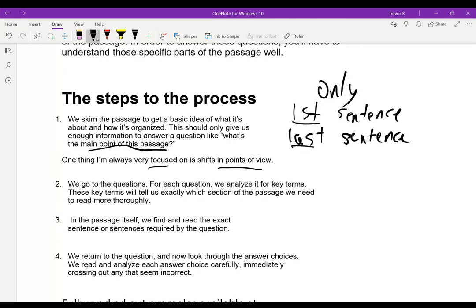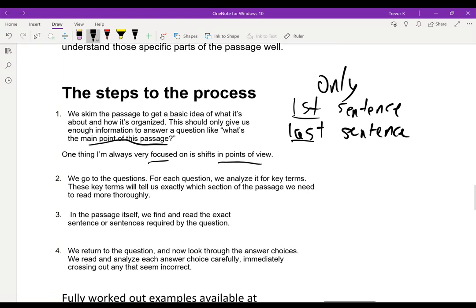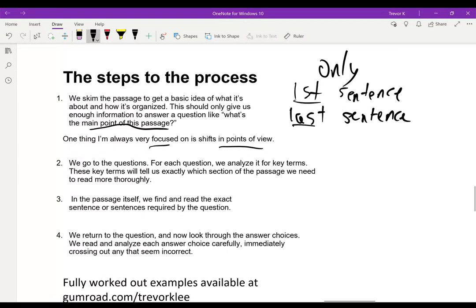And why first sentence, last sentence? Well, because the primary purpose of a paragraph is always going to be in the first sentence or two. So then I just confirm it by reading the last sentence. So the first sentence gets me a basic idea. Last sentence confirms what I thought and usually leads into the next paragraph. Okay, so once I've skimmed it, what next? Well, now I have enough to answer the main point. I understand the organization of the passage, but I may not understand details that are important.